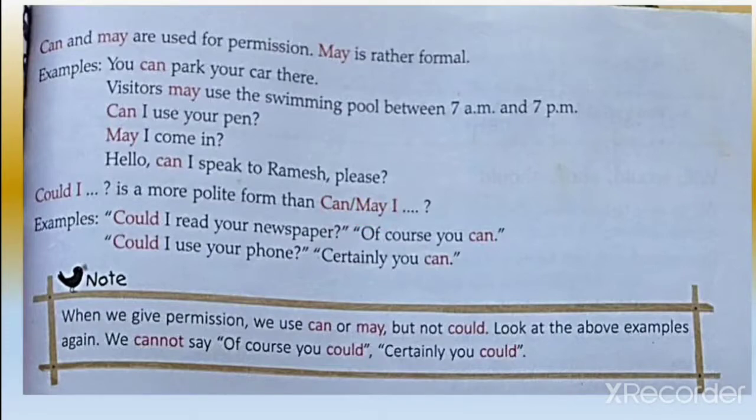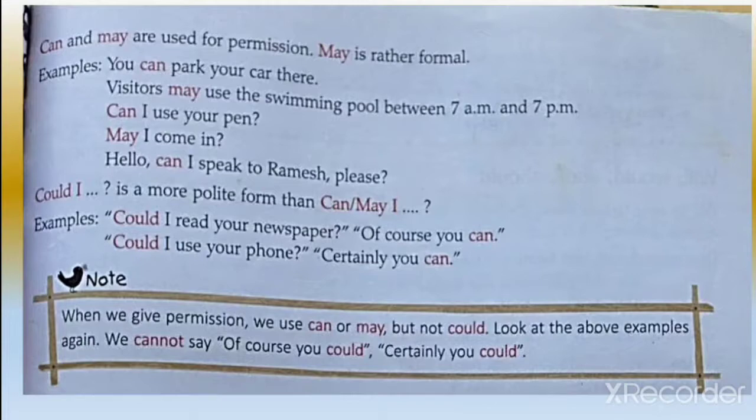So look at the examples. Could I read your newspaper? Of course you can. Could I read your newspaper is more polite. Can I read your newspaper? It's correct. But if you want to ask more politely, that time you have to use could. Could I use your phone? Certainly you can. So when you want to ask permission in a very polite way, that time you have to use could. So could is used for polite permission.